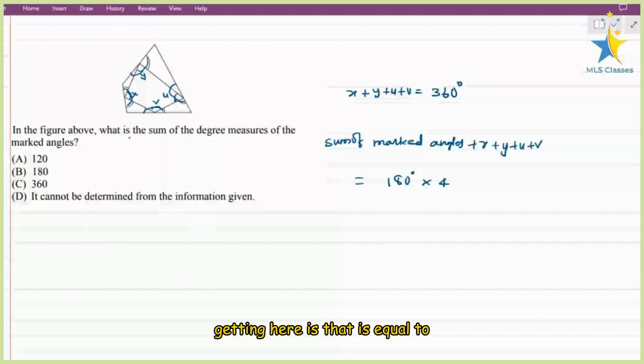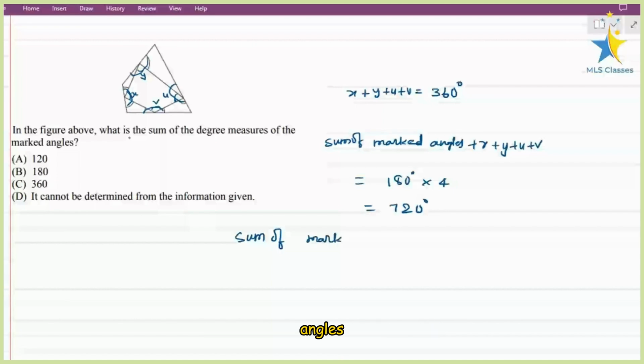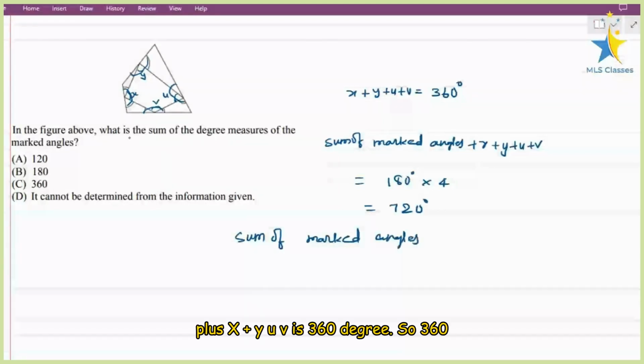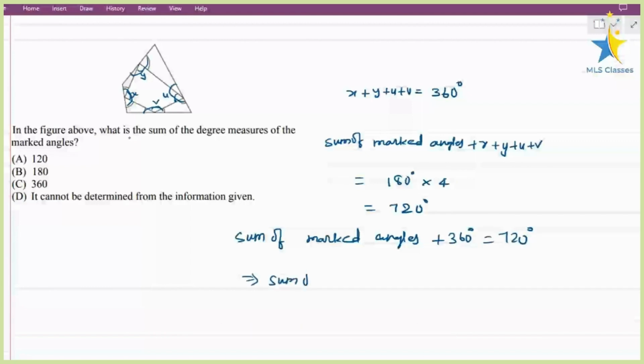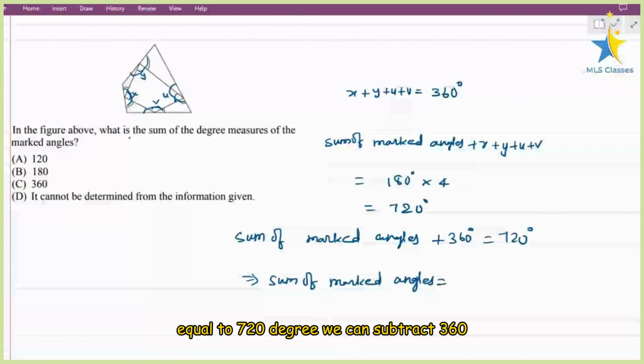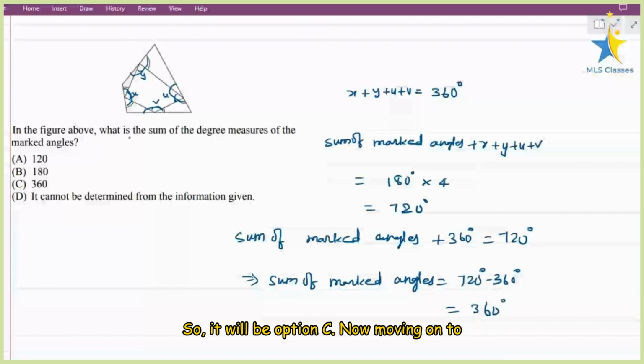So what we get here is 720 degrees, but we need only the sum of marked angles. So the sum of marked angles plus x plus y plus u plus v, which is 360 degrees, is equal to 720 degrees. So from here we get the sum of marked angles plus 360 is equal to 720 degrees. We can subtract 360 from both the sides. So 720 degrees minus 360 degrees is equal to 360 degrees. So it will be option C. Now moving on to next question.